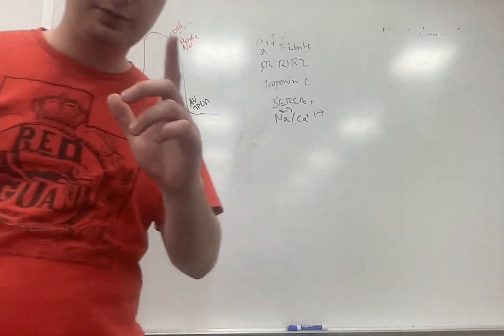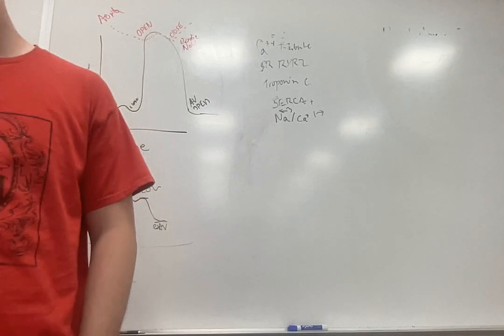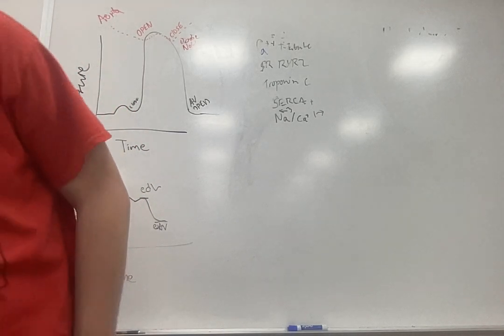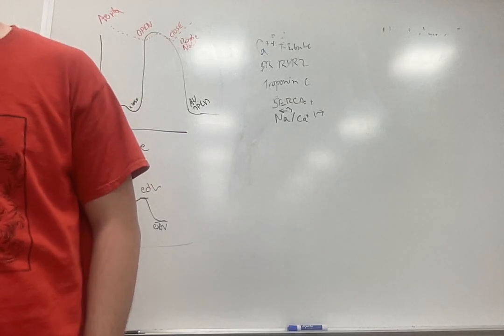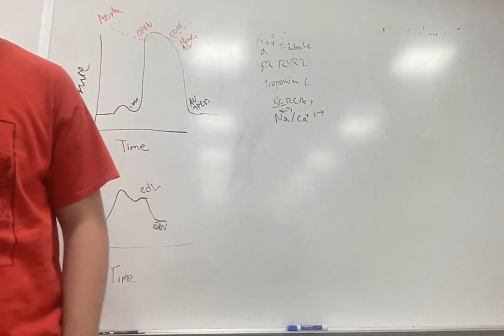I should mention vocabulary here. Lusitropy is in regards to speed of relaxation. Inotropy is force of contraction, right, tone. And then chronotropy, which is like Chronos, the Greek god of time, is heart rate.